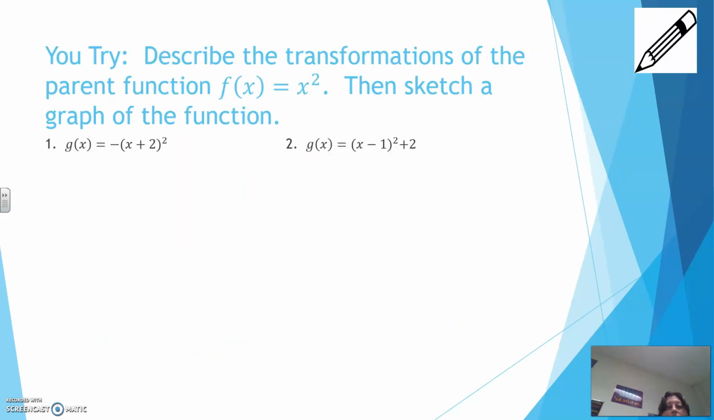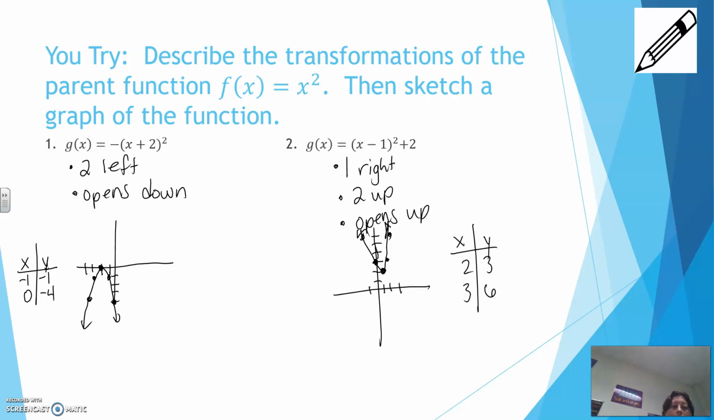Okay, so I want you to try now. I want you to describe the transformations of the parent function of f of x equals x squared, and then I want you to practice sketching the graph of the function. So pause the video, try both number 1 and 2, and then once you're done, play the video again to see how you did. So here are your answers.